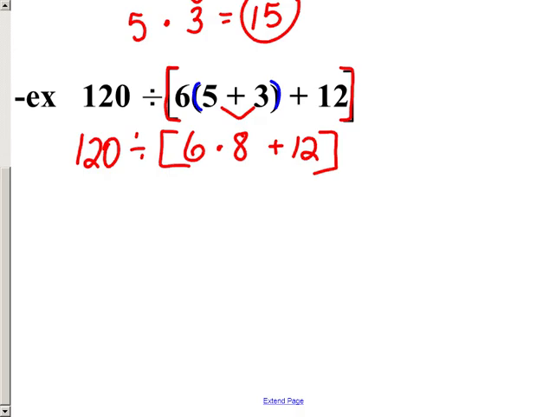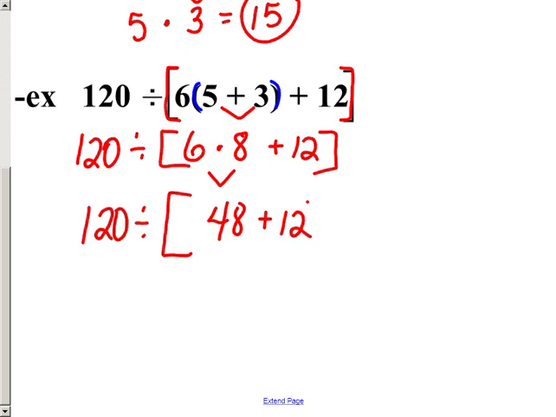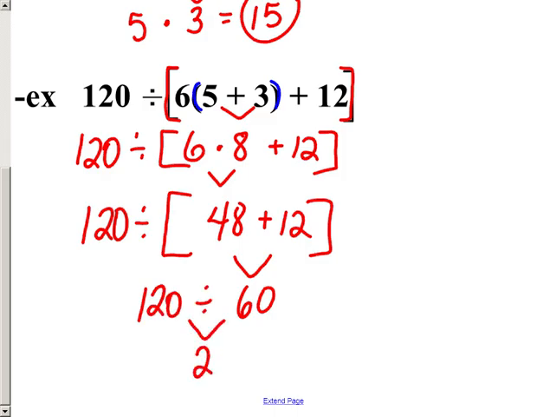So within the brackets, I still have a multiplication and an addition. The multiplication comes before the addition. 6 times 8 is 48. So I end up with 120 divided by 48 plus 12. Finishing up the brackets, 48 plus 12 is 60, and 120 divided by 60 is 2.